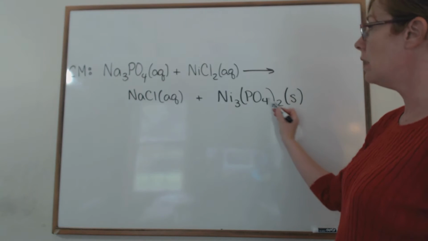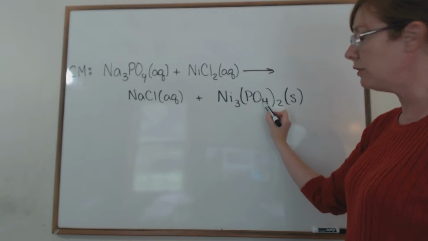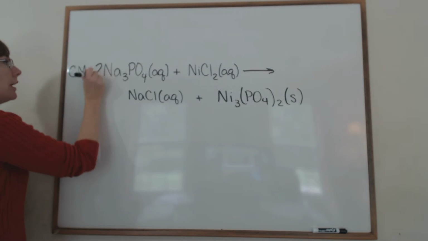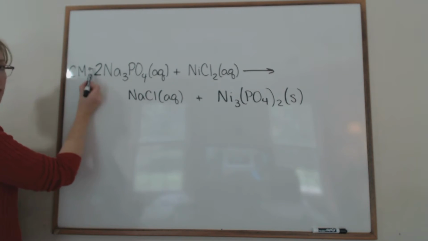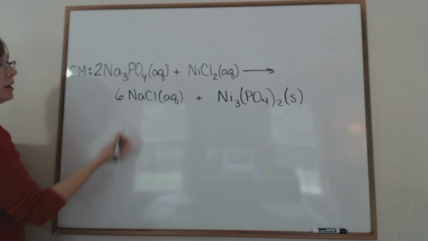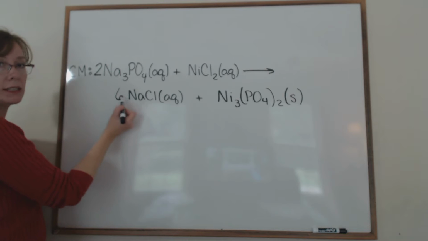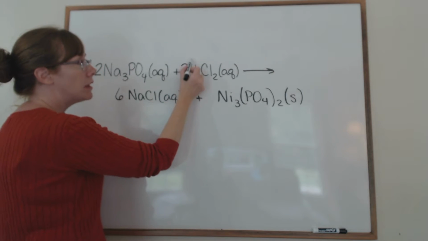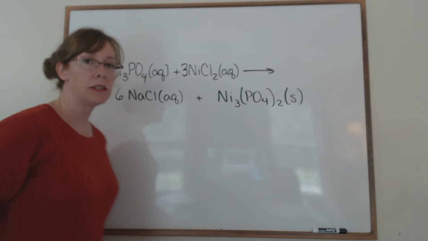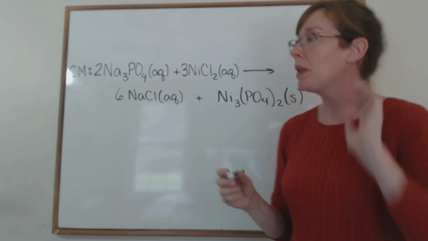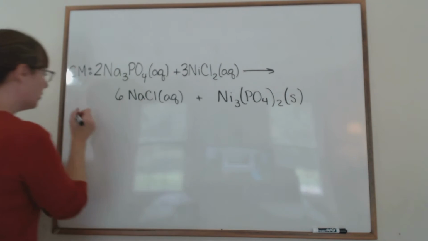Let me go ahead and do the phosphate. I see 2 phosphates. So I can fix that by doing a 2 right here. That gets me 2 phosphates. That also gets me 6 sodiums. And that I can fix by writing a 6 right here. That gets me 6 chlorines as well. I can get a 3 right there, and that gets me 3 nickels, and that gets me 3 nickels. So that is my balanced complete molecular reaction. Now, or complete molecular equation.